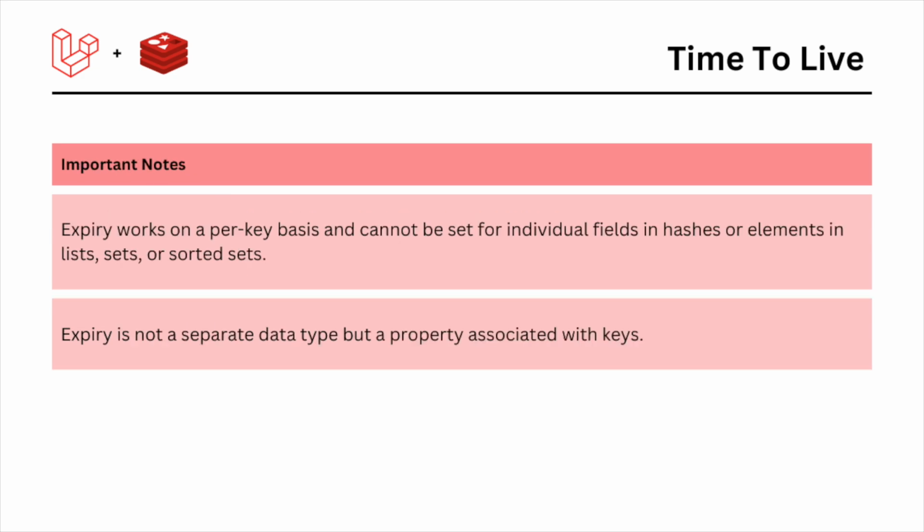So some notes are there. Expiry basically works on a per key basis. So let's say you have individual sets in hashes or lists. It doesn't work on those individual fields. It will just work on the main key. And expiry is not a separate data type.